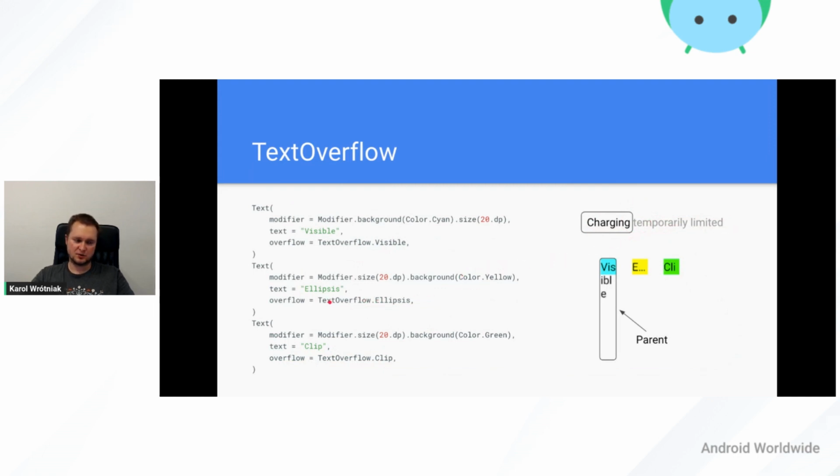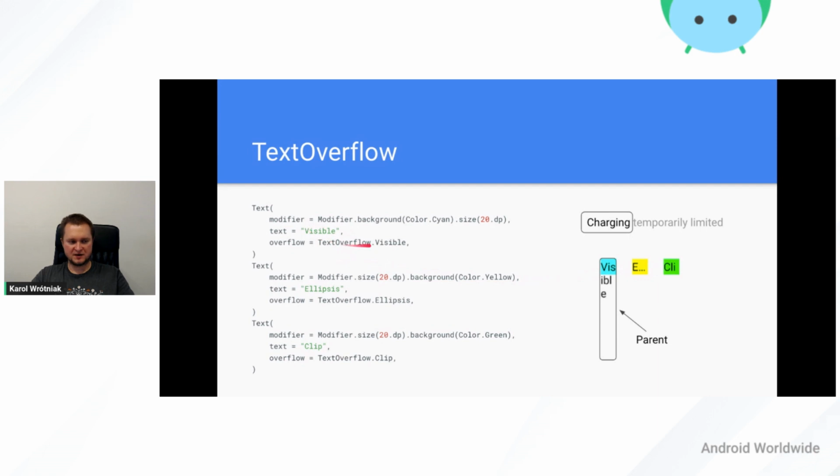Slightly better is to use the ellipsis parameter of overflow. It differs from clip by adding those three dots. They indicate that there is something invisible part of the text.